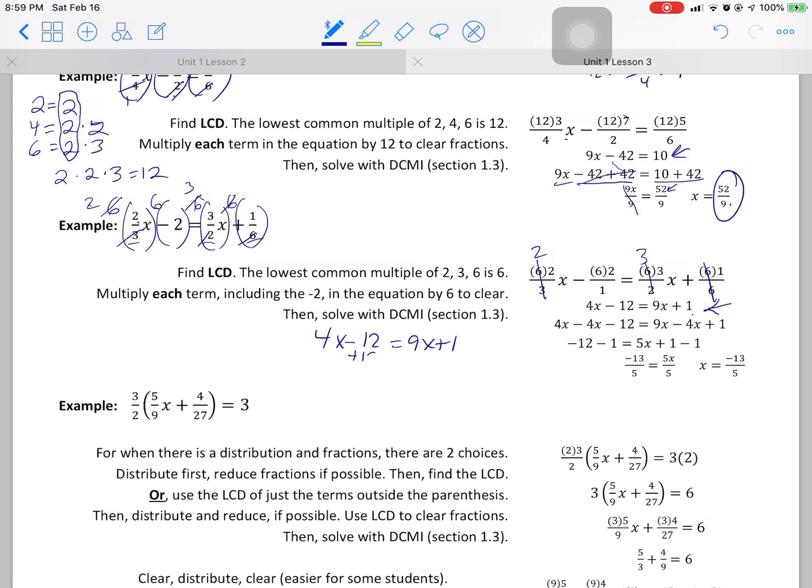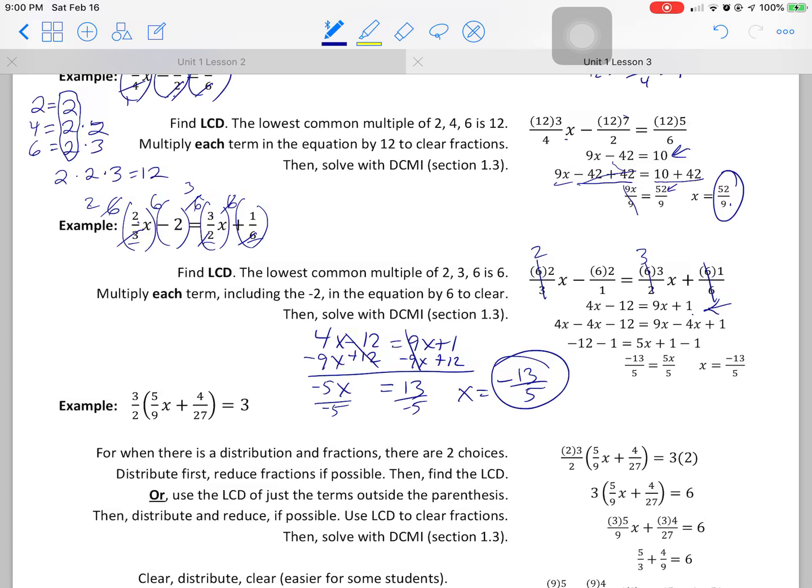So I'm going to move the 12 over, and then I'm going to move the 9 over. This side's going to be 5x equals 13. Divide by negative 5, divide by negative 5, x equals negative 13 over 5. Okay?